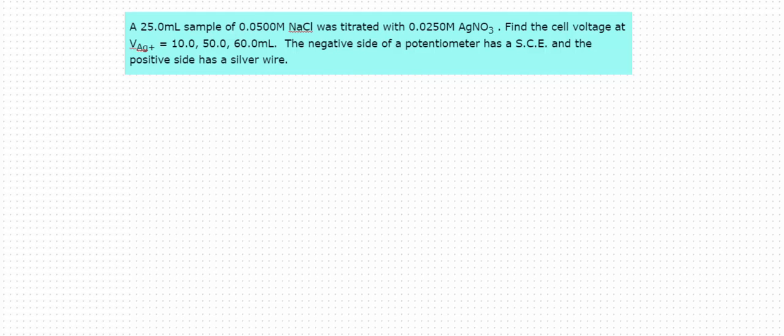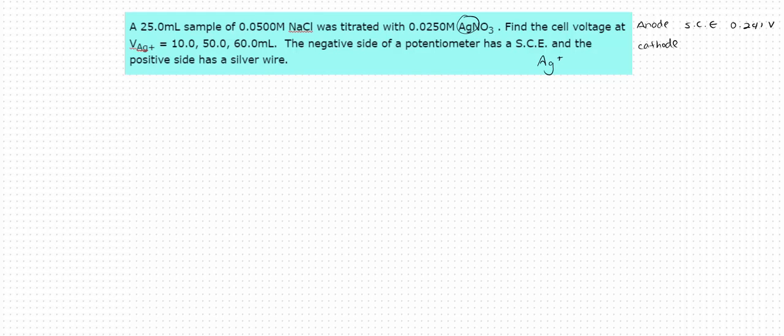For this potentiometric titration, we need to gather some information before we can start calculating for our cell voltage. So we need to identify what is the anode and what is the cathode of our cell. The anode is attached to the negative side of a potentiometer, and we're told it's a saturated calomel electrode. So that has a potential of 0.241 volts.